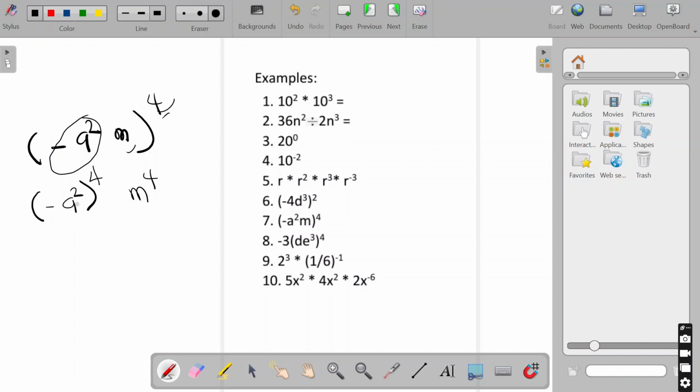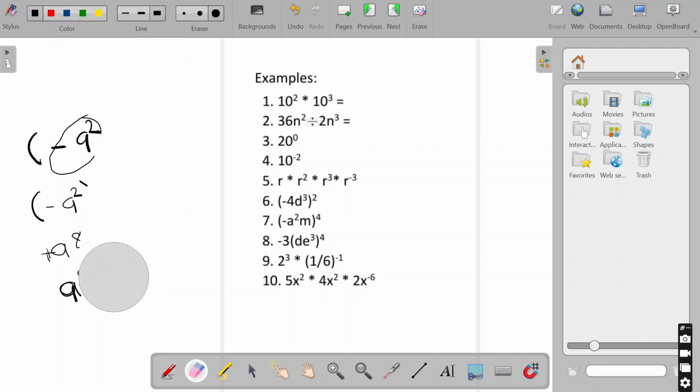So minus a squared raised to the power of 4 will give you a squared times 4. That's 2 times 4, which gives 8. Minus in 4 places will give you a positive. So that is positive a raised to the power 8. Then we have m raised to the power 4. So the answer is a raised to the power 8, m raised to the power 4. So that solves that.